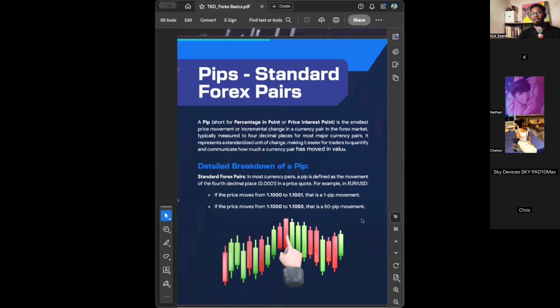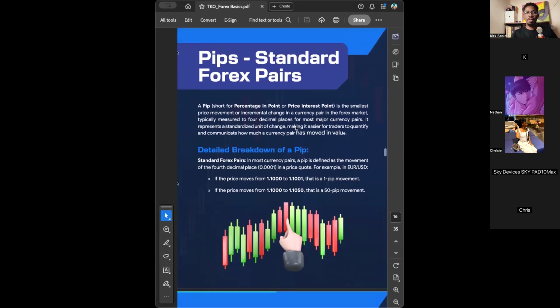Wonderful. All right, so the first thing is you're going to be hearing the word pips a lot here in this space. Pips is just a unit of measurement. If you're thinking centimeters, inches, millimeters, meters, those are all telling you if you're traveling a certain distance, exactly how far you went. Here we're talking about pips.